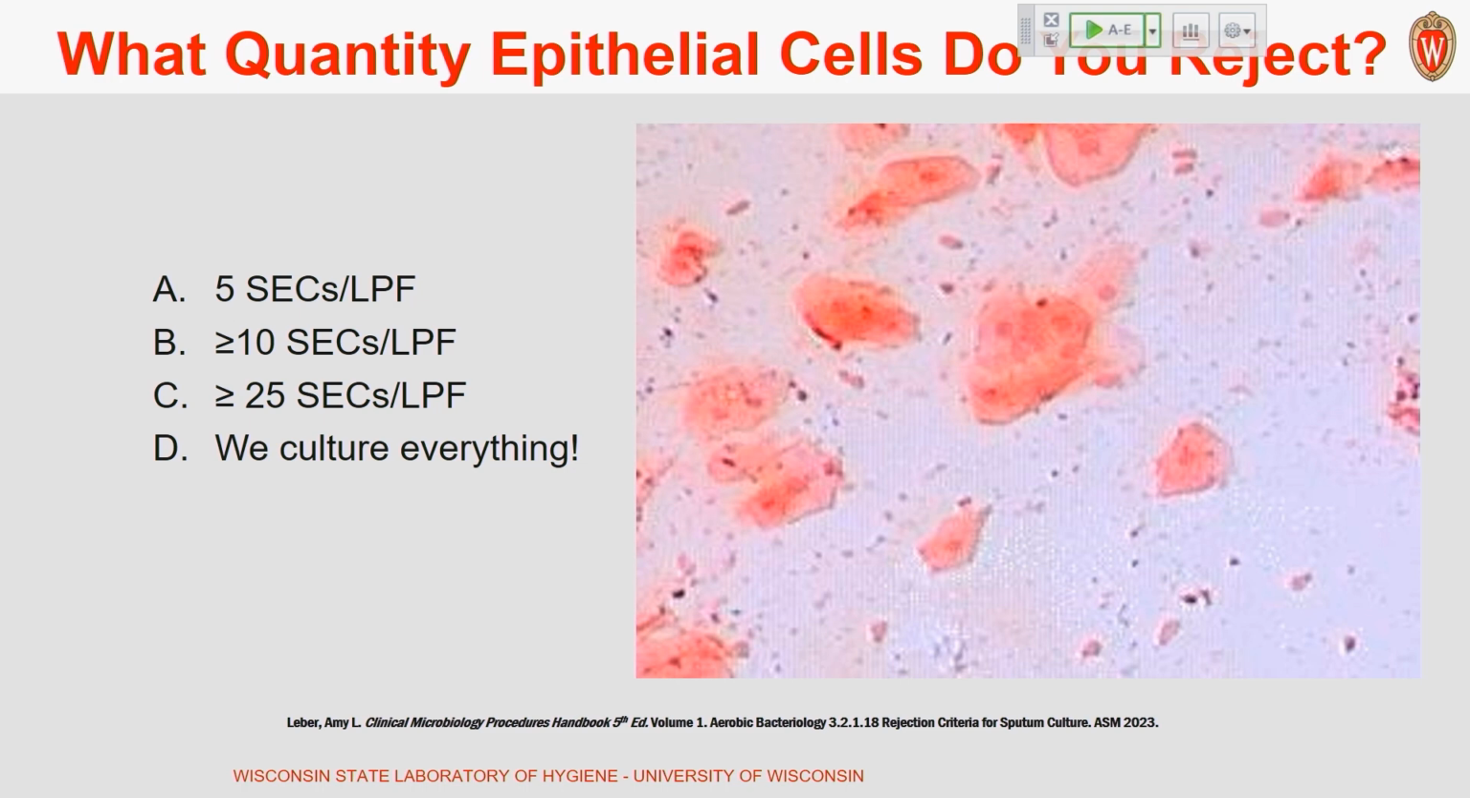I do have a question for you, though. Do you have anything like that in an algorithm built into your LIS that helps with that, or is it all just done manually at the scope to determine whether it's acceptable or not? Yeah. Okay. Thank you.